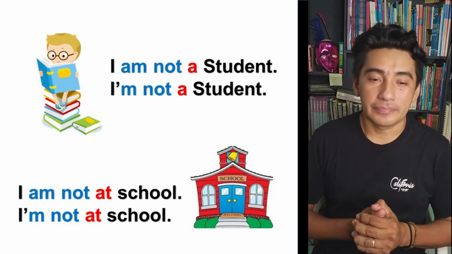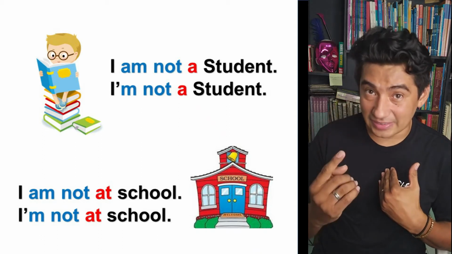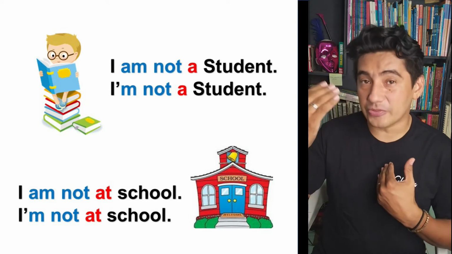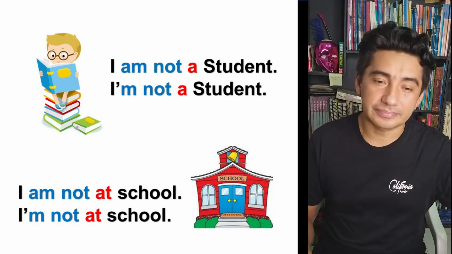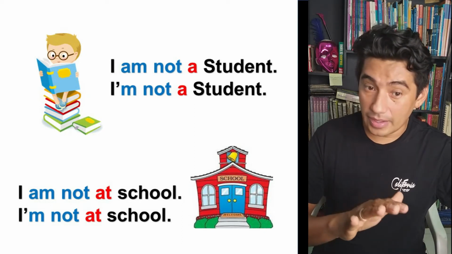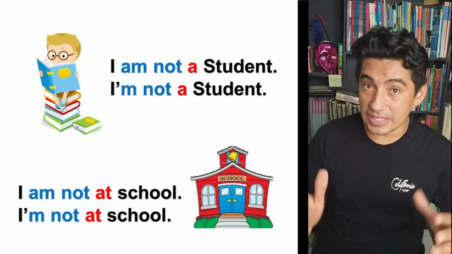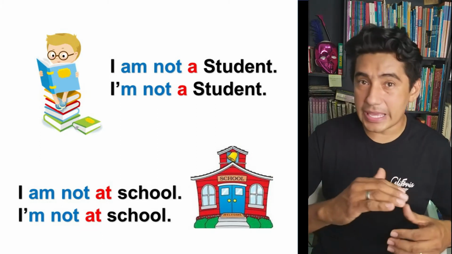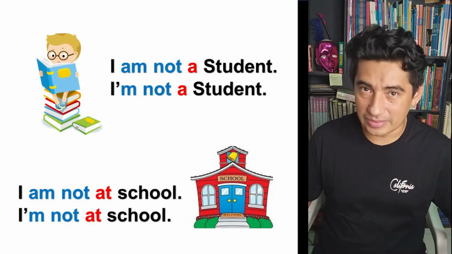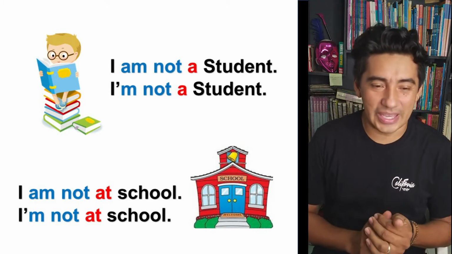One by one. Remember, I am going to say the sentence. You are going to follow me or you repeat after me. Okay? Let's begin. I am not a student. The second one is in contraction form. You say, I'm not a student. Excellent. Very, very good.